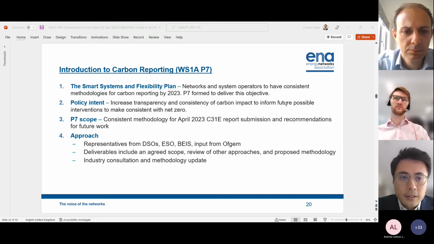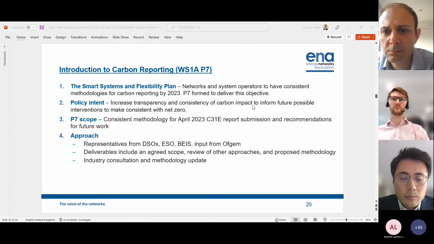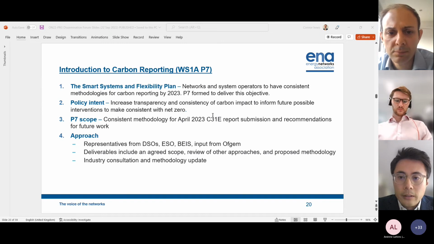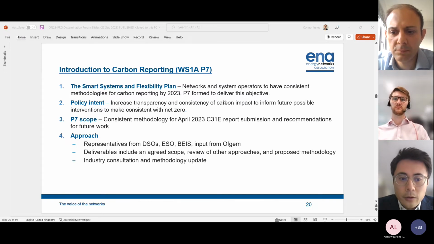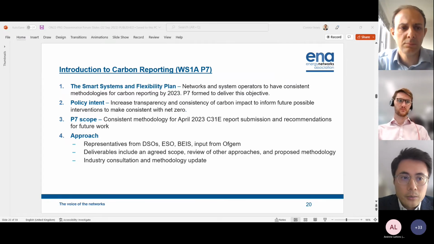The product team consisted of representatives from other distribution companies, the ESO, BEIS, and we also had input from Ofgem. Deliverables of the product team included agreeing a more detailed scope, reviewing other carbon accounting methodologies which are used elsewhere, and proposing a methodology. This has gone out to consultation. We're in the process of reviewing feedback and we'll be looking to make recommendations on potential updates as well as future work.